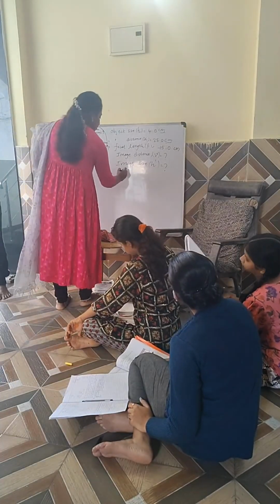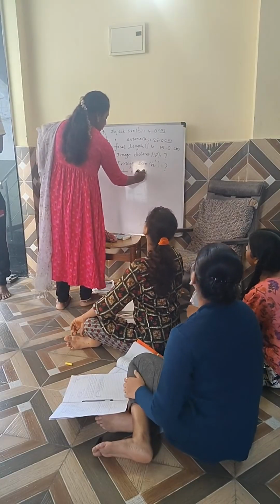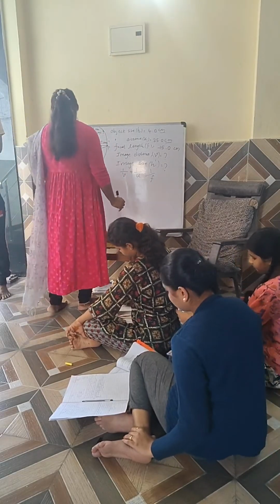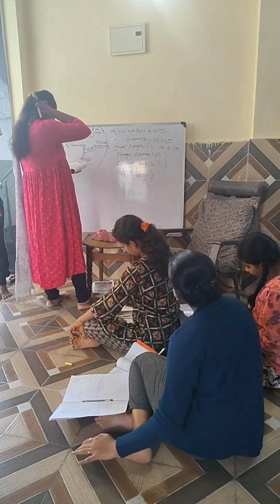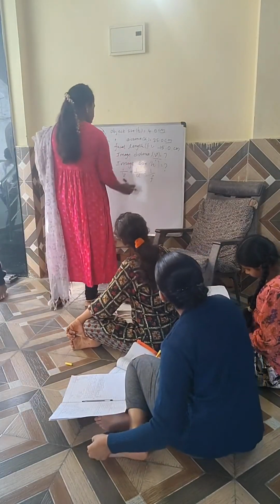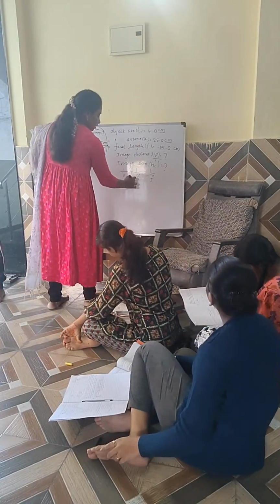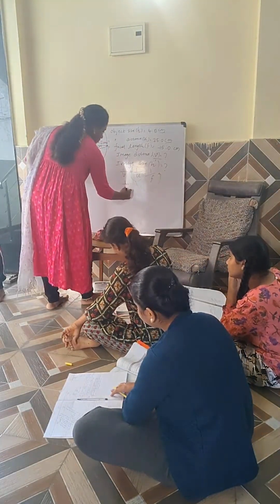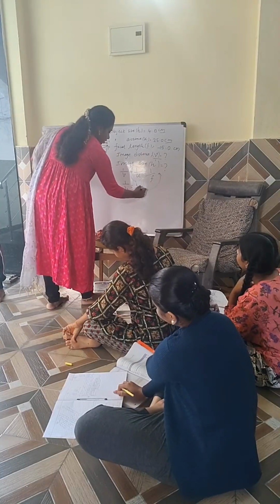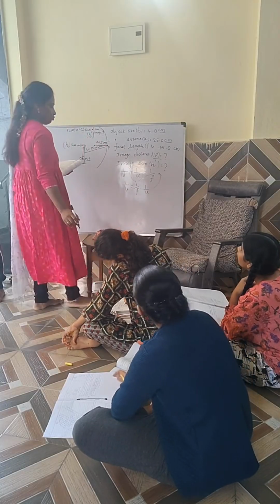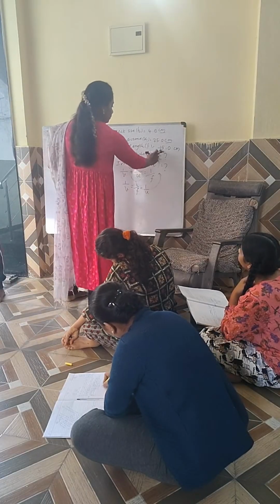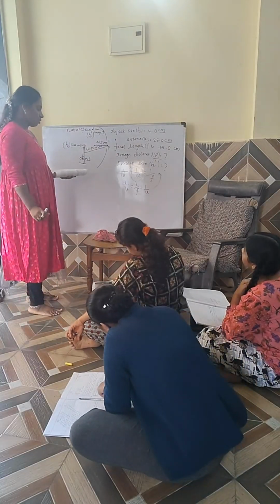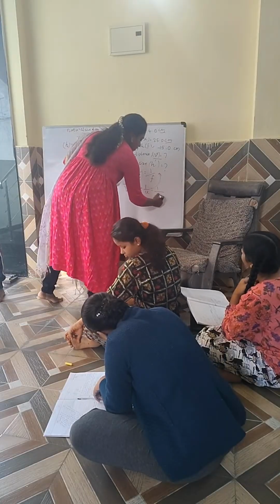What is the formula, Divya? 1 by v plus 1 by u equals 1 by f. Substitute the values. We need to find out v now. If you want v, you should take the u to the right side. If you take it, the plus sign will change into minus: 1 by v equals 1 by f minus 1 by u. Substitute the values. f they have given, u they have given. Substitute values: 1 by minus 15.0.